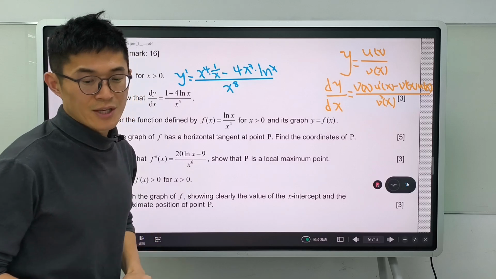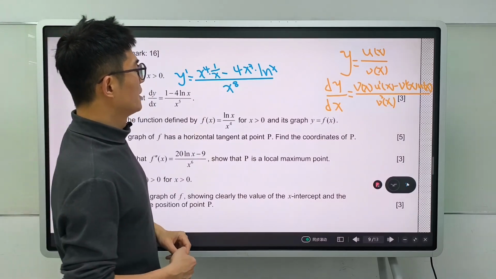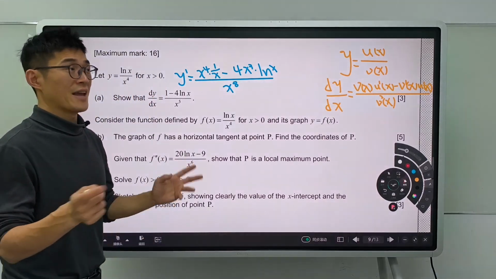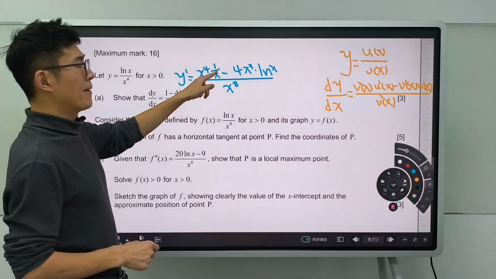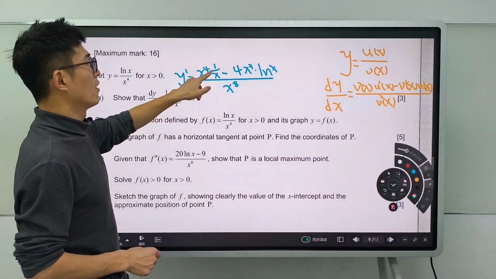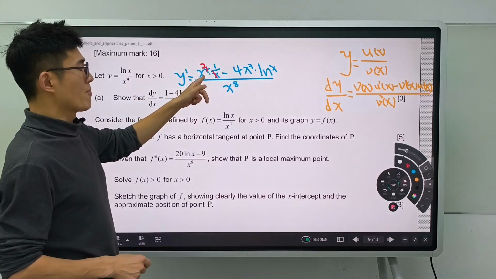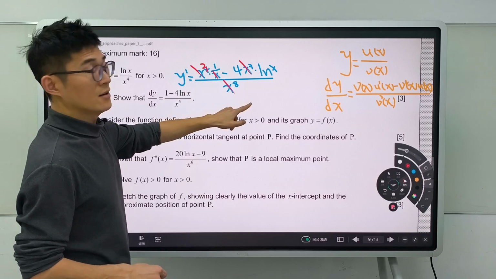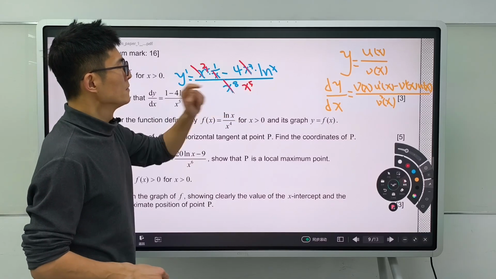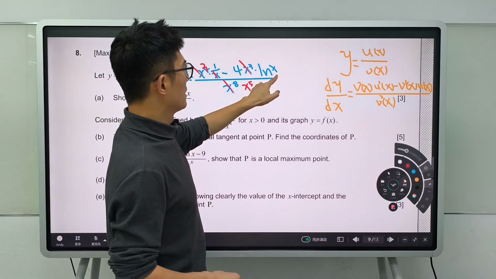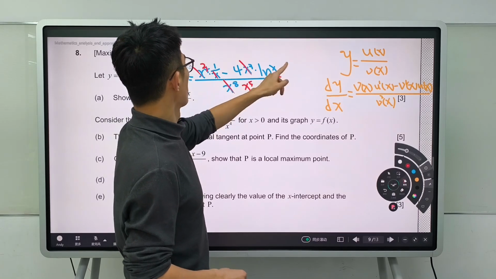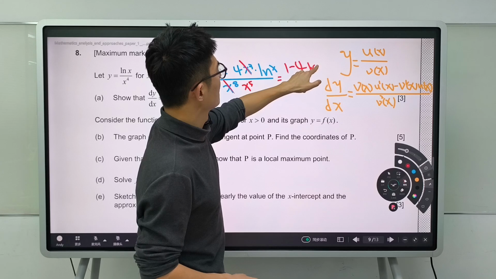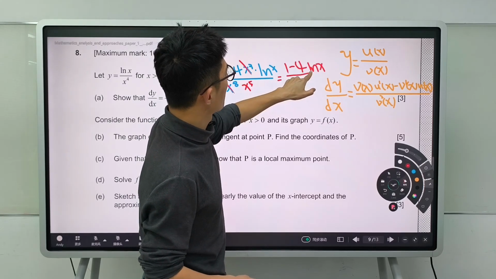Now you can do some canceling, because when you have the same factors on top and bottom, you can get rid of them. x to the power of 4 multiplied by 1 over x gives x to the power of 3. There's x to the power of 3 and x to the power of 3, so you cancel these, and here you only have x to the power of 5. So this equals 1 minus 4 times ln of x, over x to the power of 5. That's it.